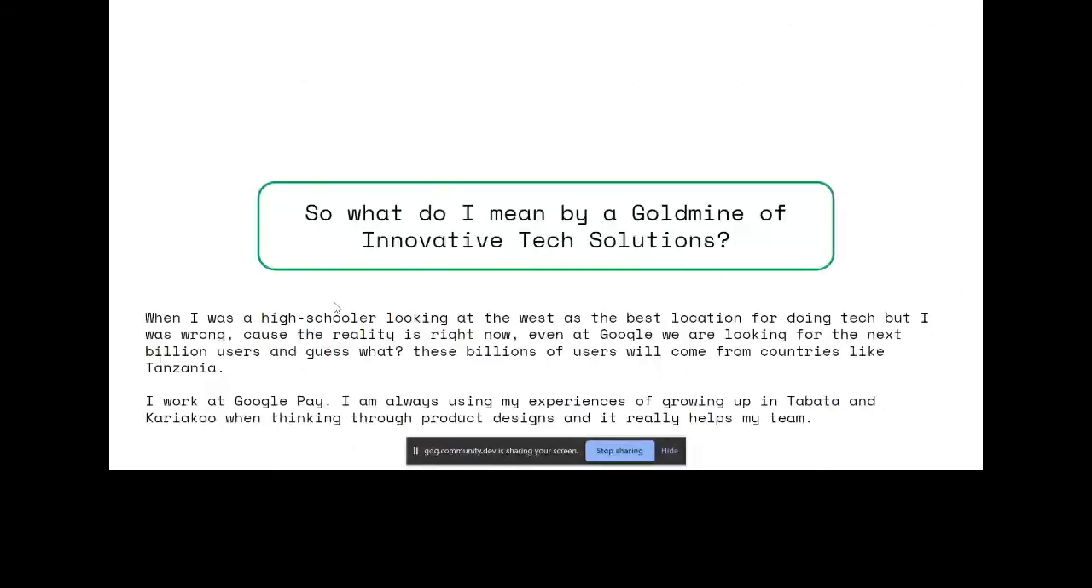And to be honest, I work at Google Payments, and I had so many offers to work on different products, to work at Facebook, to work at Goldman Sachs in banking and all that stuff. But I chose specifically to work at Google Payments because we are looking for the next billion users. And I won't lie to you, this is our goal in the office. We're looking for the next billion users. And I won't lie to you, the next billion users will come from countries like Tanzania.